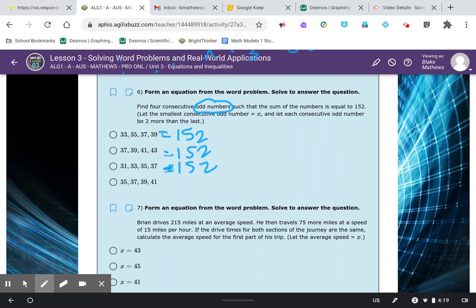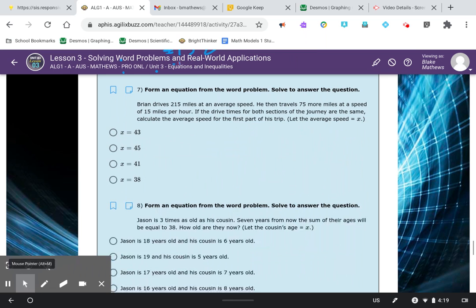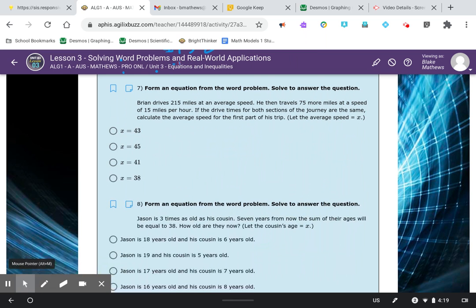I'll go ahead and let you do that one on your own. So number 6, no equation. All right, number 7. Brian drives 215 miles at an average speed. Then he travels 75 more miles at a speed of 15 miles per hour.